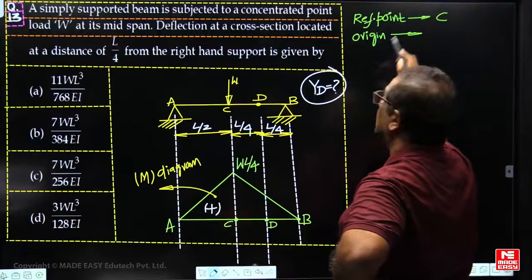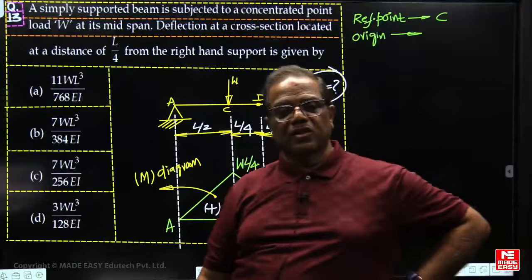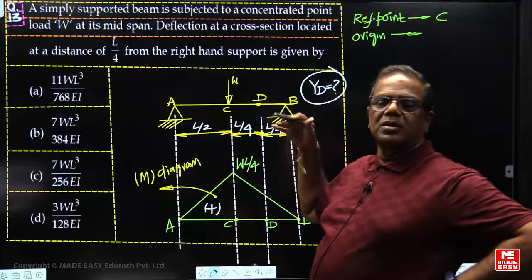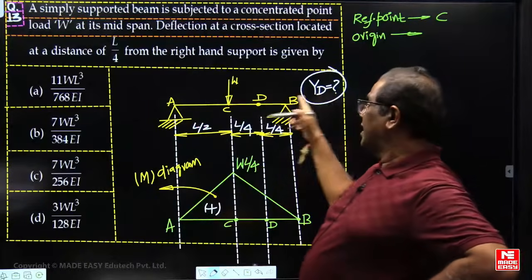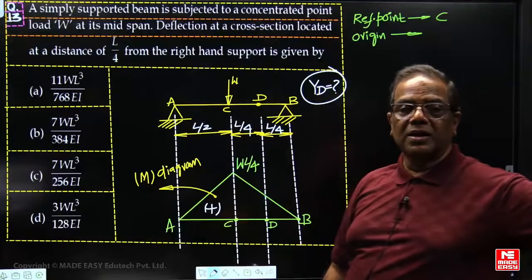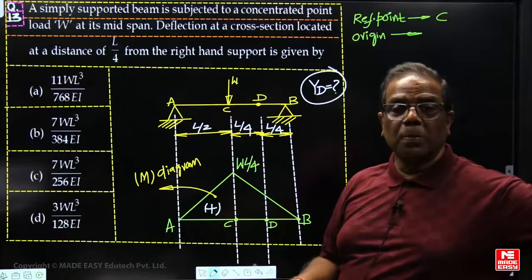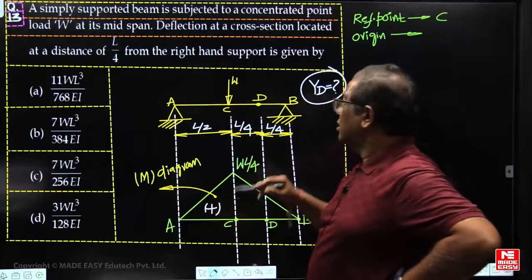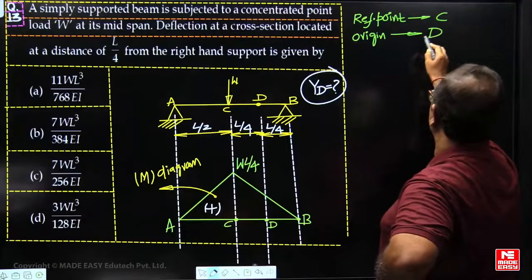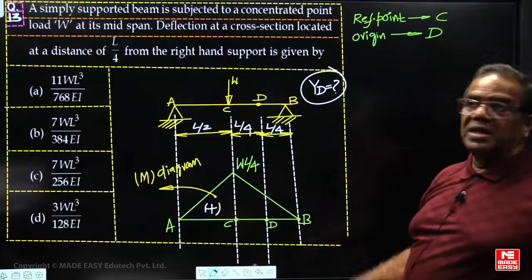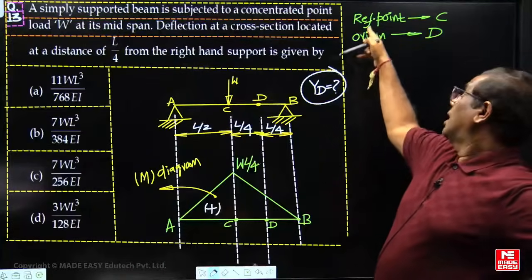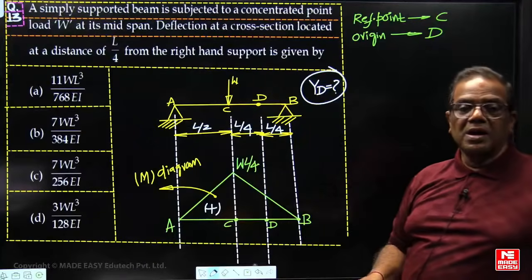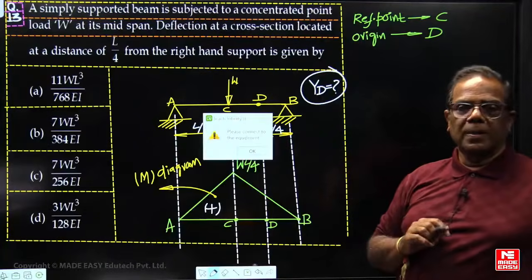Origin is what now? A non-zero slope. Slope is zero only at C. Slope is non-zero at A, D, and B. But which one do you want to take? Where you want to determine the slope and deflection? The question is asking at D, where the slope is non-zero. So D is the origin. D is a non-zero slope. And see the zero slope. The reference point is a point of zero slope and the origin is a point of non-zero slope.